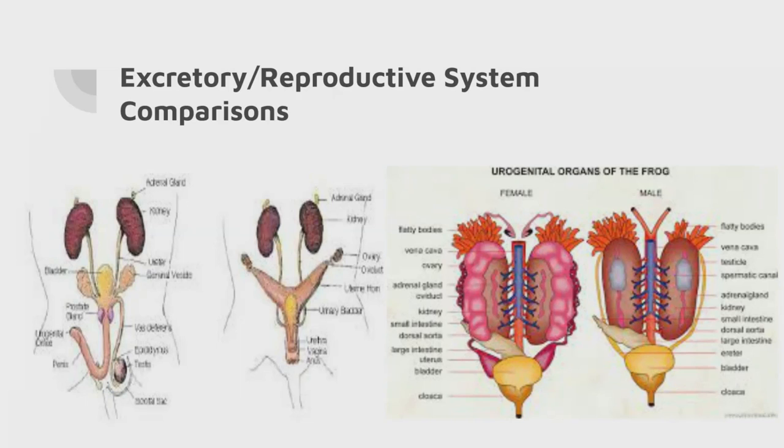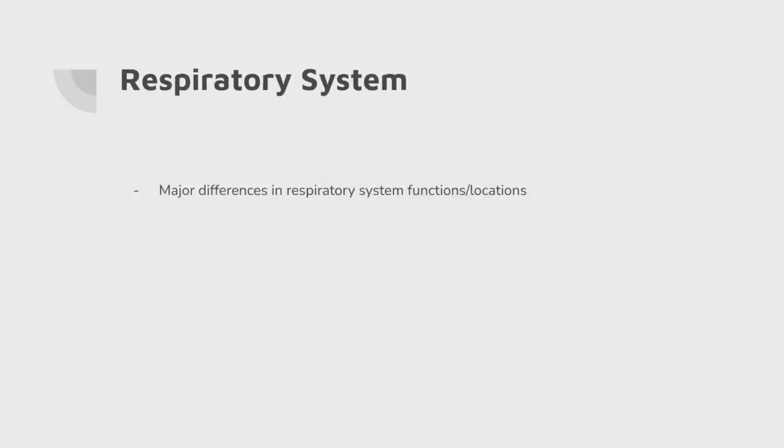The bladder is also connected to the cloaca, and the cloaca is a sac that is connected to the urogenital openings, the anus, and the bladder. The cloaca is used to excrete waste. In female and male frogs, the excretory structures differ, as you can see in the pictures.